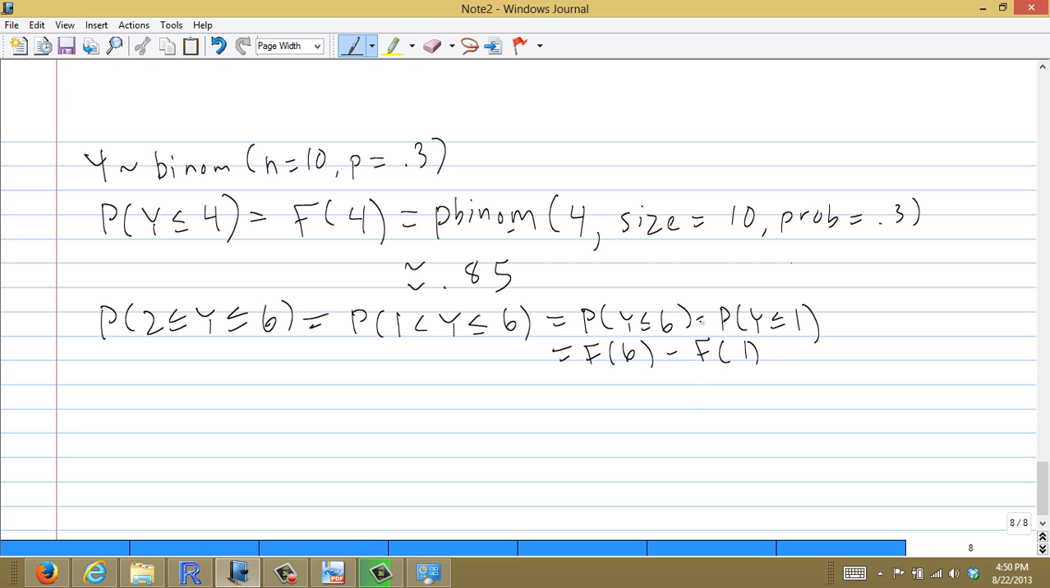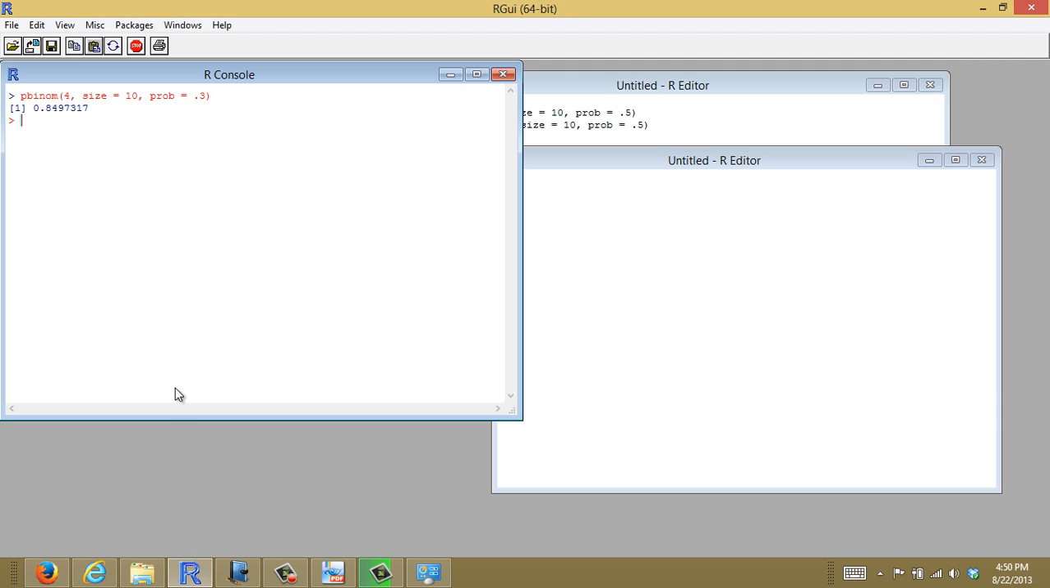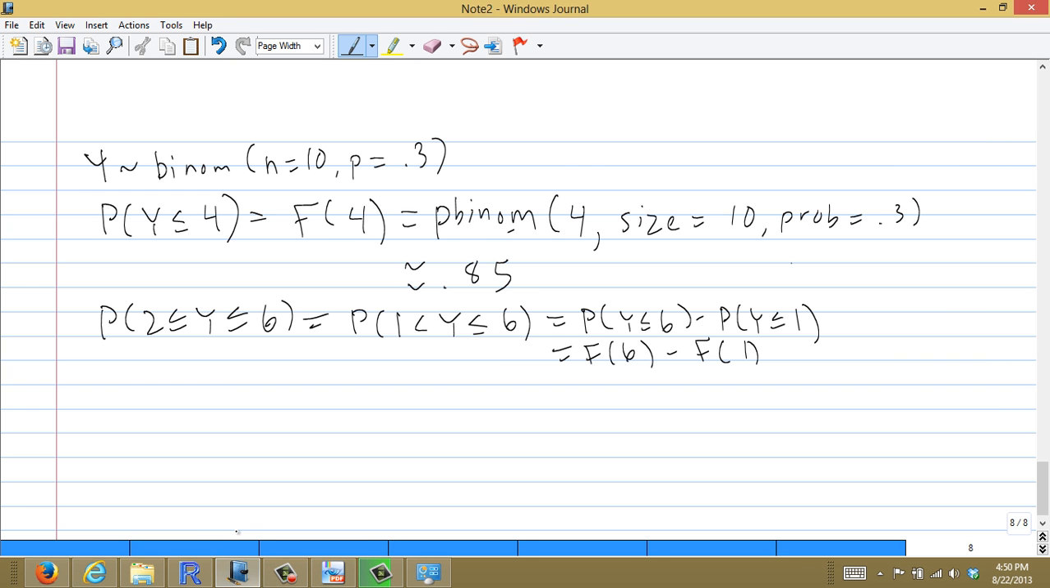And so we can also answer this question using the p-binom function in R. So we have p-binom of 6, size equals 10, prob equals 0.3, minus p-binom of 1, size equals 10, prob equals 0.3. And so the answer for the second probability is very close to 0.84.